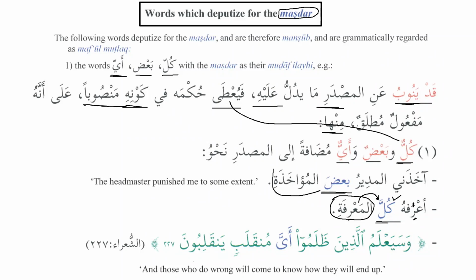Similarly, here we have al-mu'akhadha, akhadha yu'akhidhu mu'akhadatan. So this is basically the masdar, and ba'da is doing the job of the deputy of the masdar. And then we have the example from the Quran.